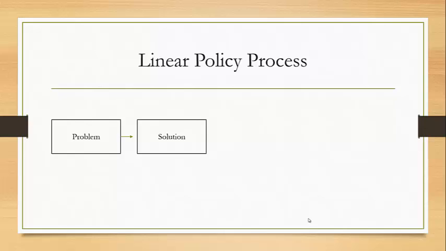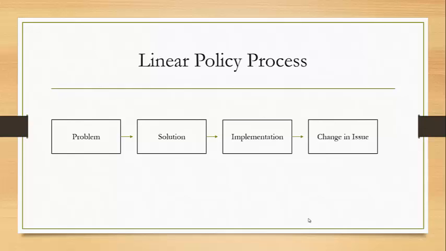So maybe the solution is that we're going to increase the gas tax by 1/10 of 1 cent so that we can increase our road funds. Right, so then we pick that, we would implement that policy, right, which means that we would actually put it into practice. So we would start increasing the price of gas by 1/10 of 1 cent for every gallon. And then the goal is that we would have change in the problem. So we would generate enough revenue with this 1/10 of a cent increase in tax to help improve the road conditions.